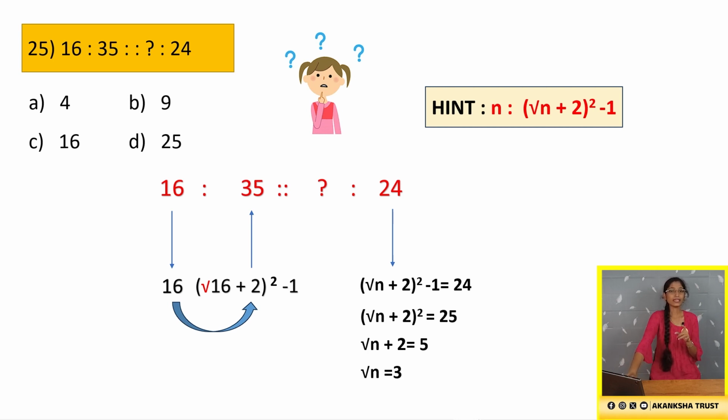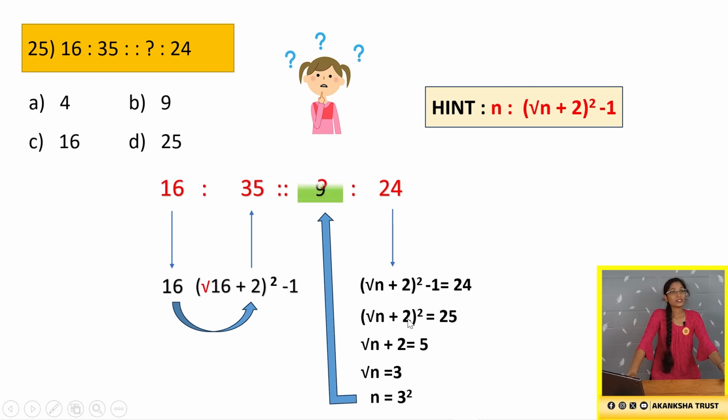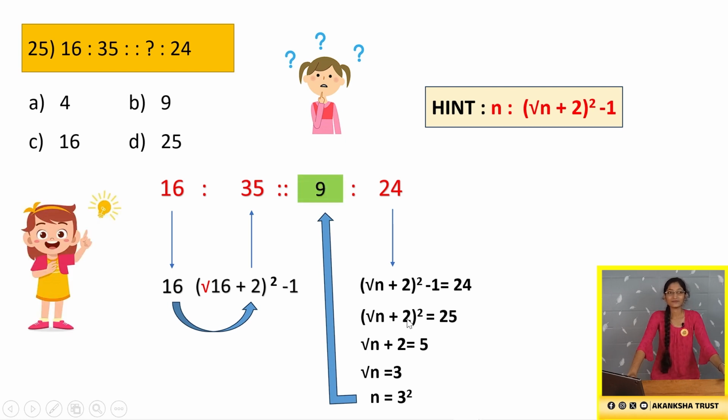So square root of n is equal to 3. Finally we want n is equal to what? So removing all the mathematical operations to the right side. Here we arrived at square root of n. Taking the square root to the right side, the reverse of square root is square. So n is equal to 3 square. 3 square is 9. So the required answer is 9. So option B is our answer.